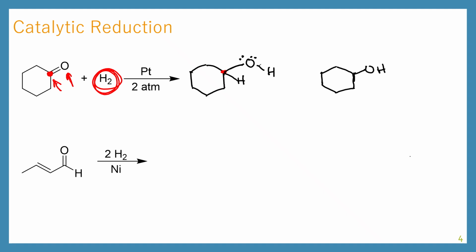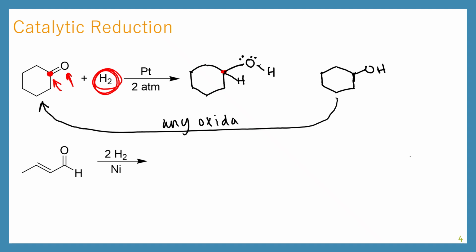And when you do a reduction, you should be able to take this reaction the other way and say, okay, am I able to oxidize what I just drew into the starting material? And in this case, any oxidant would do that because we took a ketone and turned it into a secondary alcohol. So this alcohol would in fact turn into our particular ketone starting material with any oxidant.